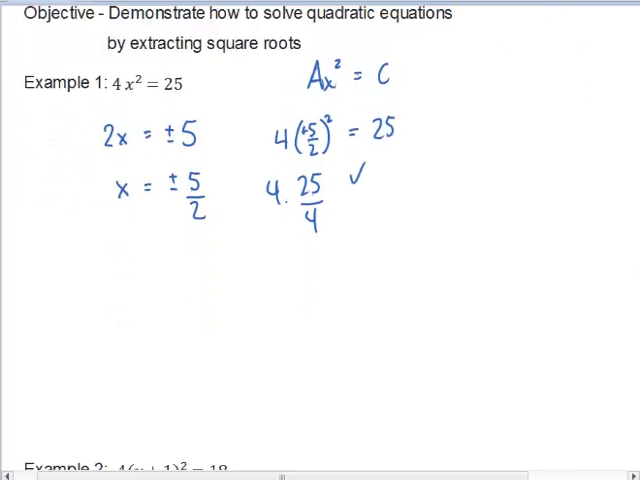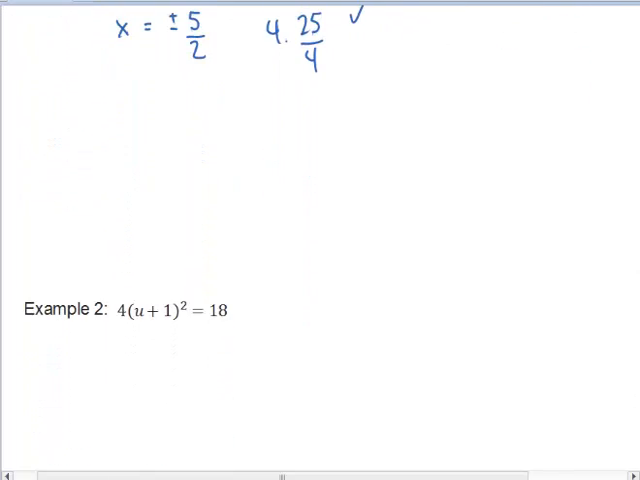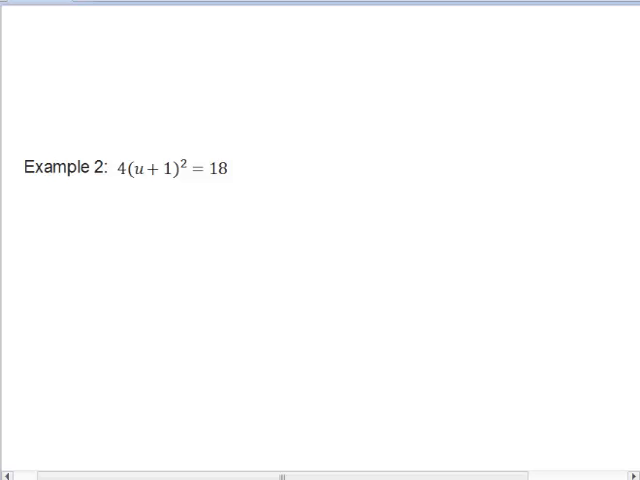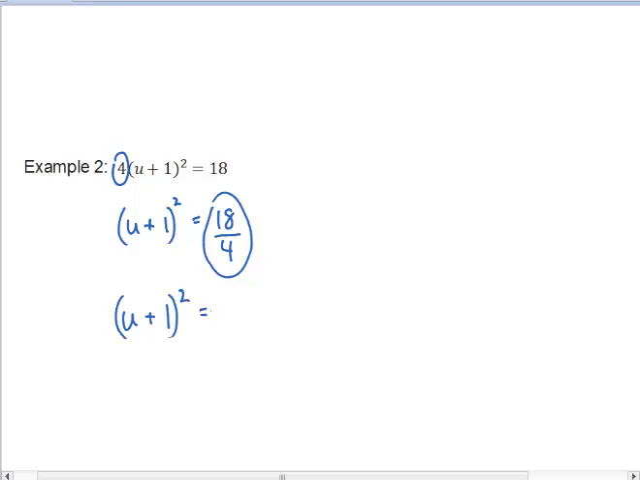One other problem we could do is another example. This looks a little bit more involved, but again, same basic concept. But this time I'm going to divide away the 4. I'm going to leave it as u plus 1 quantity squared equals 18 over 4. I'll simplify this to give me 9 halves. U plus 1 squared equals 9 over 2.